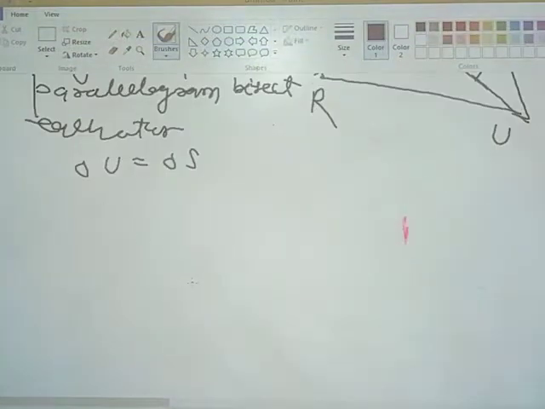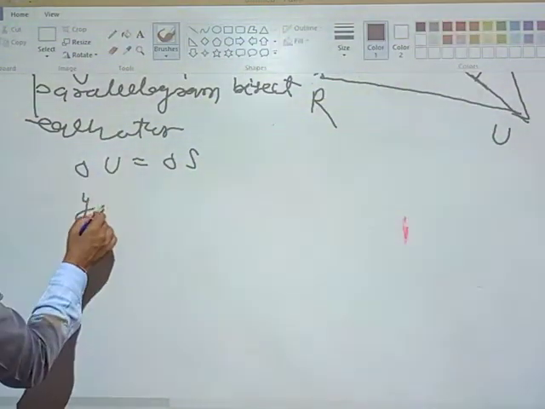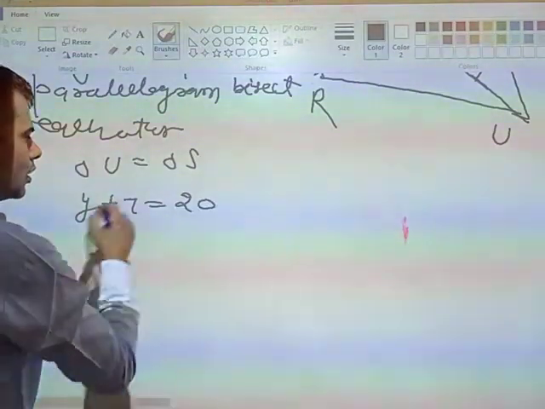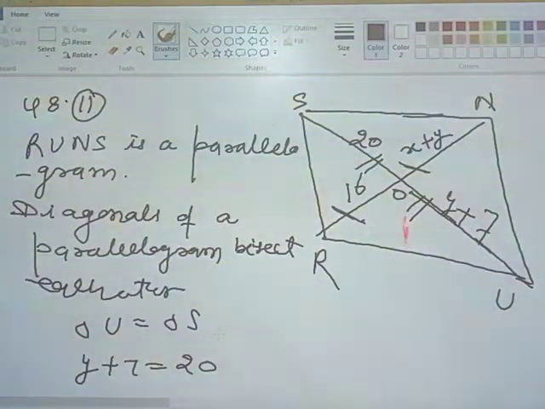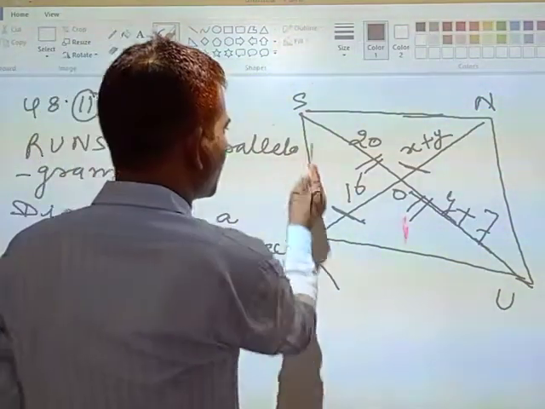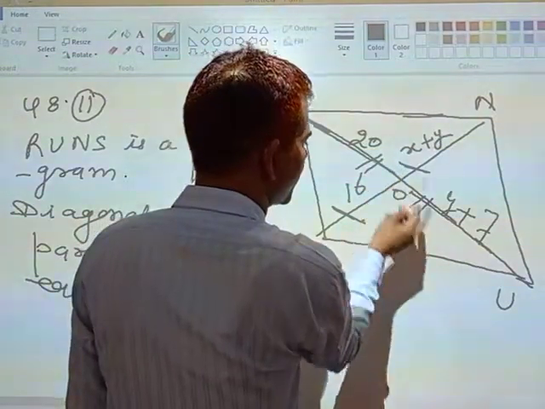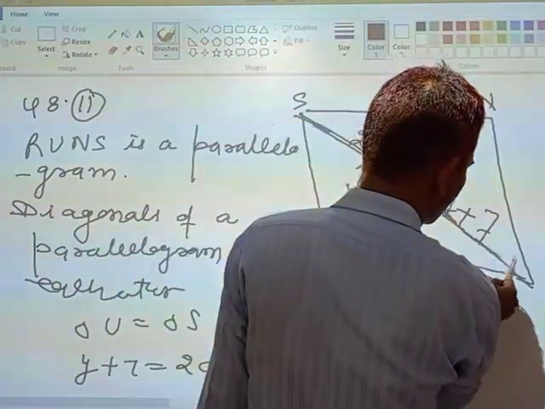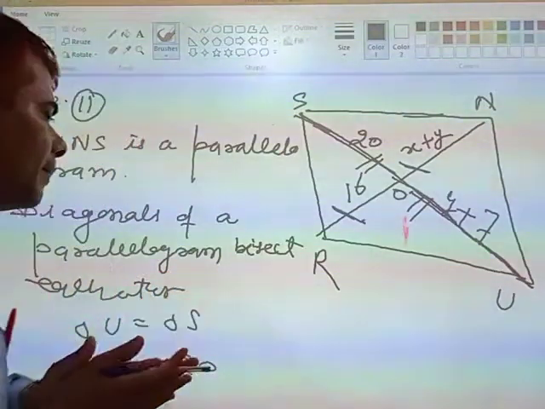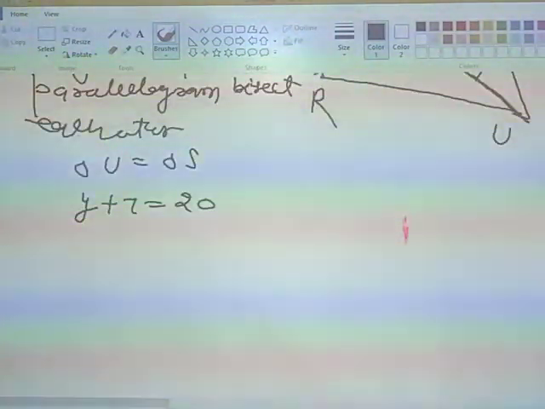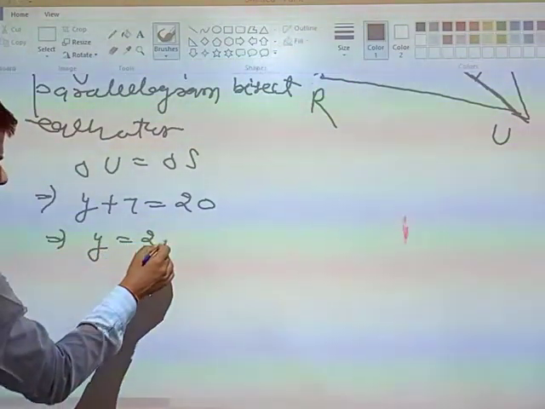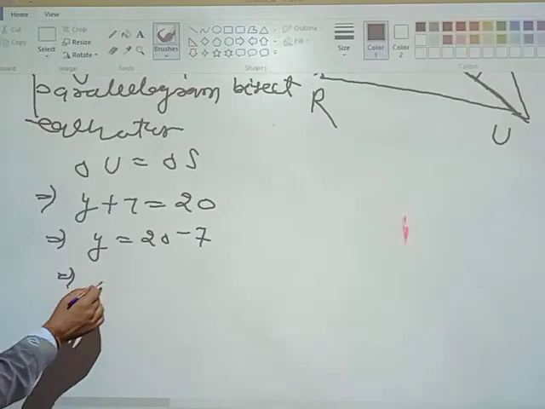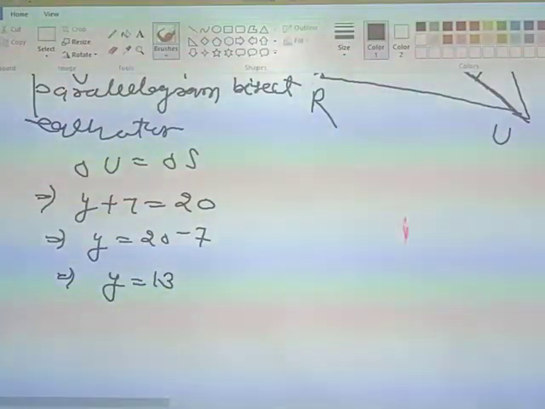Y plus 7 is equal to 20. Why? Diagonals of a parallelogram bisect each other. जितना पोर्शन आपका OS है उतना ही पोर्शन आपका OS है. ठीक है, ये इक्वल होंगे. So y plus 7 is equal to 20. That students, y is equal to 20 minus 7. Y is equal to 13.